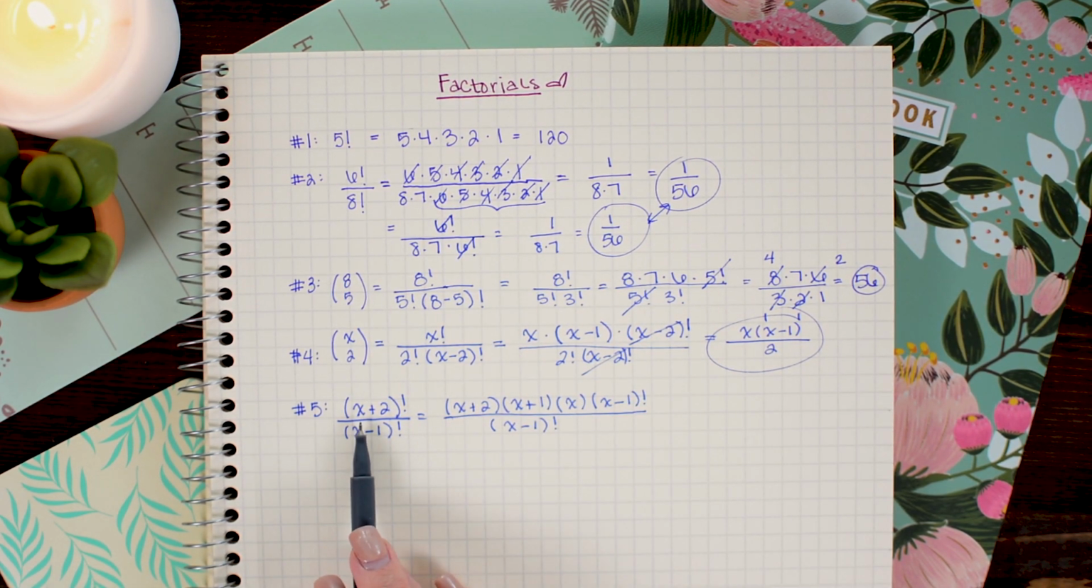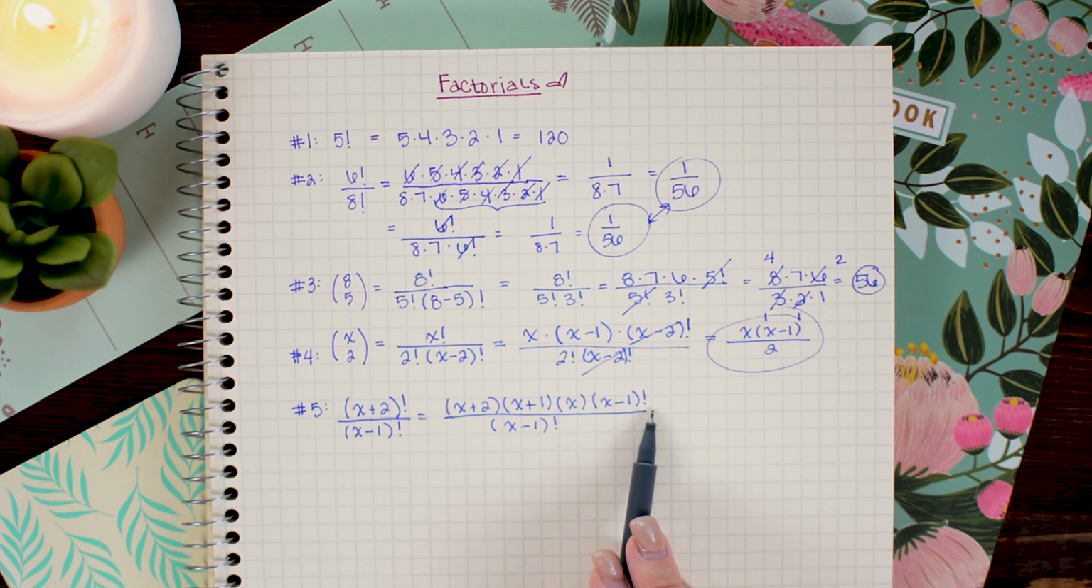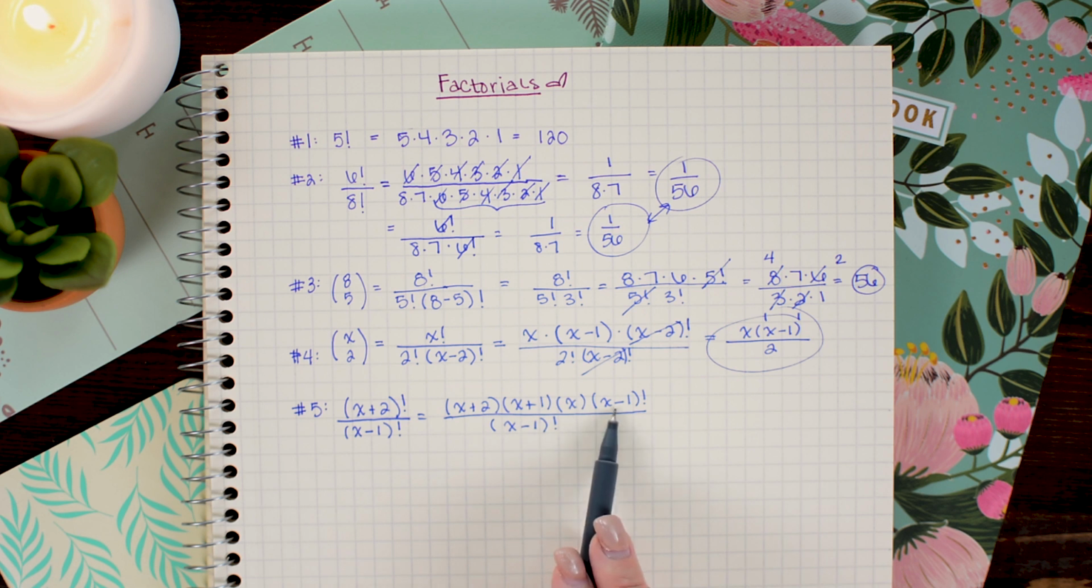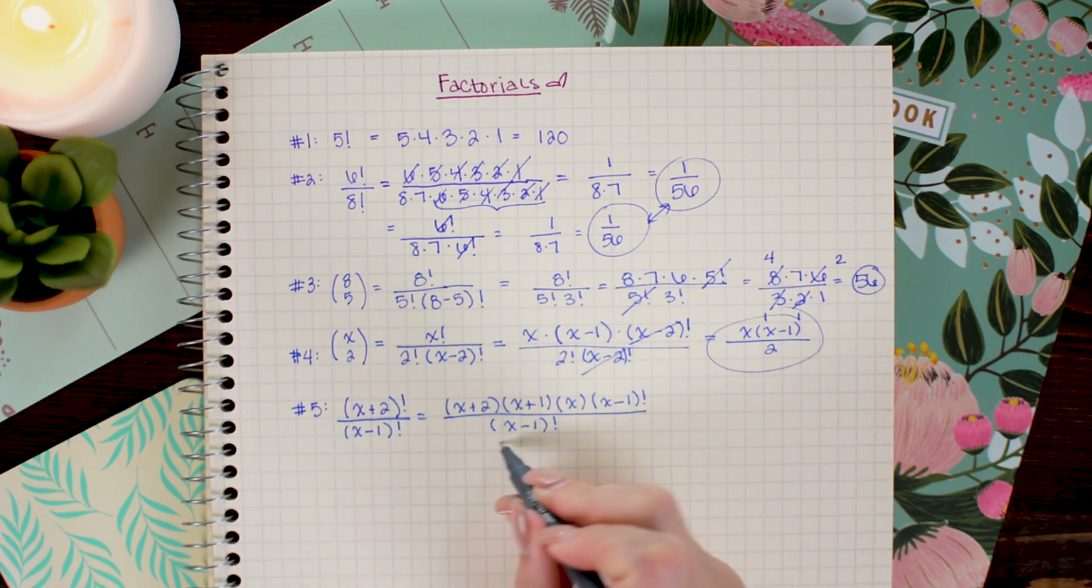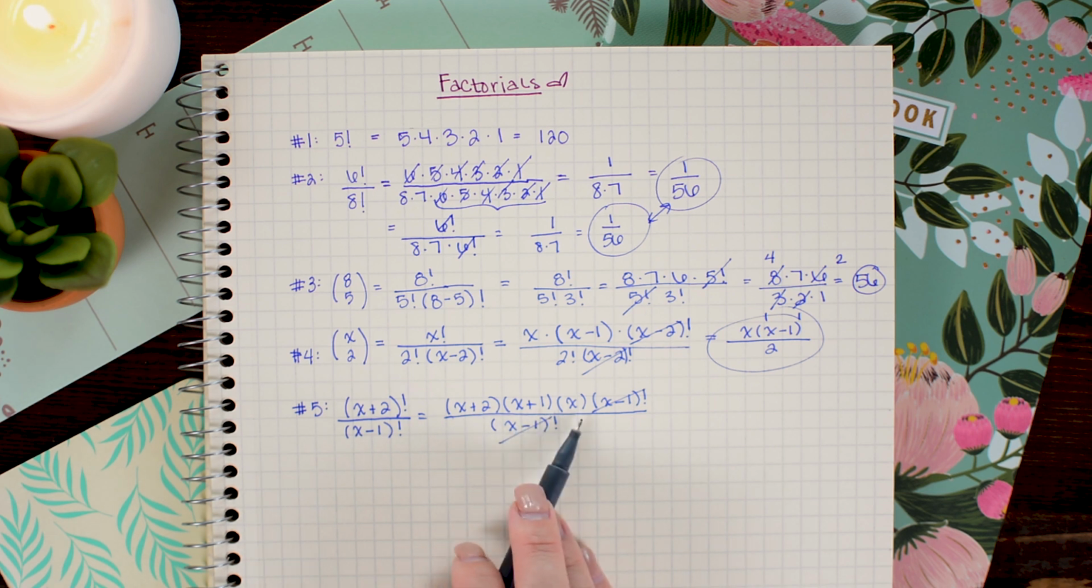Notice to expand x plus 2 factorial, I simply had to subtract 1 each time from the constant. So I started with x plus 2, I subtracted 1 to get x plus 1, I subtracted another 1 to get just x plus 0, or x, and then I subtracted 1 more to get x minus 1 factorial, which is where I stop because that will cancel out with the x minus 1 factorial in the denominator. And then you're just left with the product of x plus 2, x plus 1, and x.